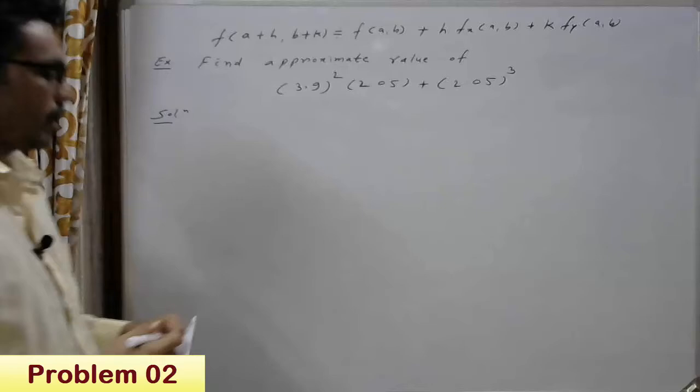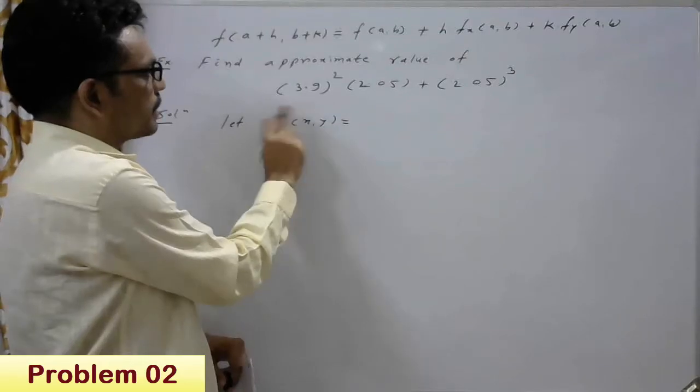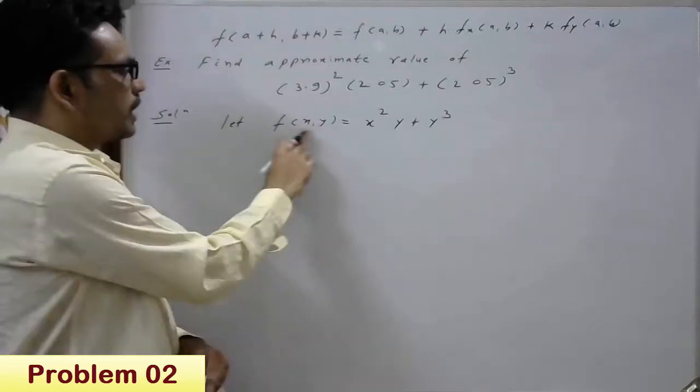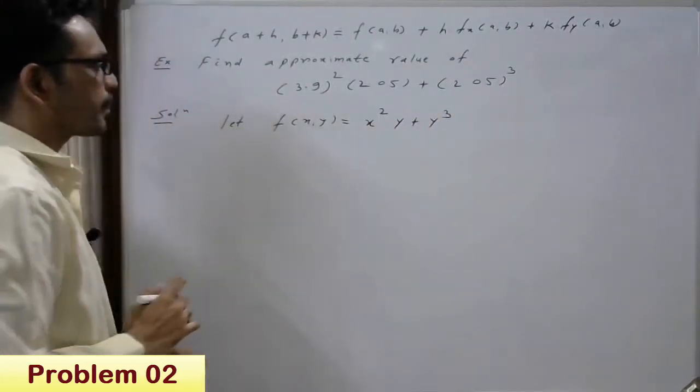Now first, let the function f(x,y) be equal to x² into y plus y³. The function f(x,y) is equal to x² y + y³.